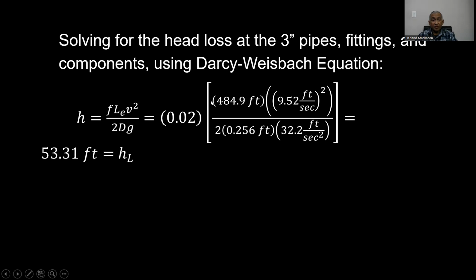And solving for the head loss of the 3-inch pipes and fittings using the Darcy-Weisbach equation. Head loss: the Moody friction factor 0.02, equivalent length of 484.9. The velocity is 9.52. You square this, and then you divide by 2 times the diameter 0.256, and the acceleration due to gravity 32.2 feet per second squared, and the head loss is equal to 53.31 feet.